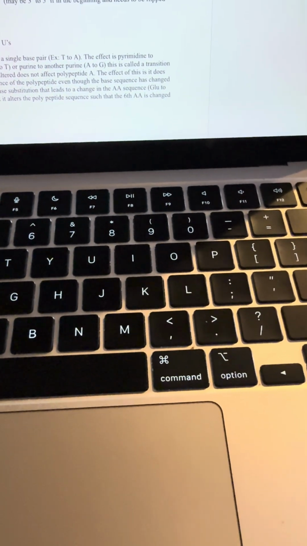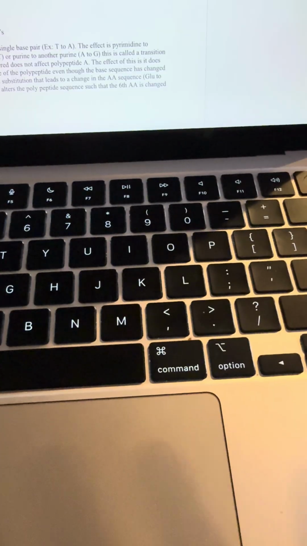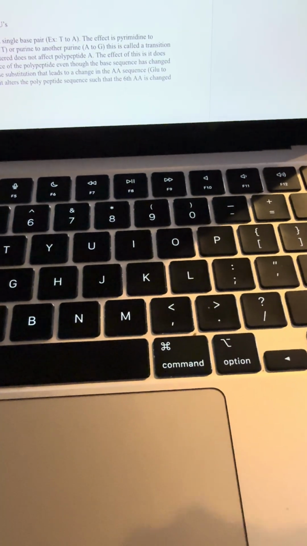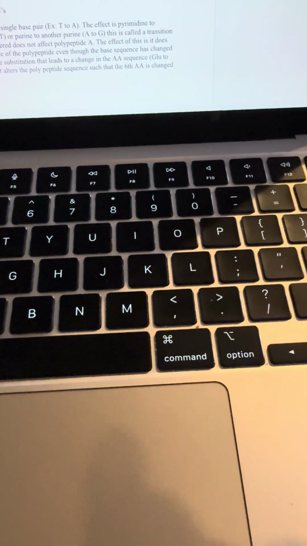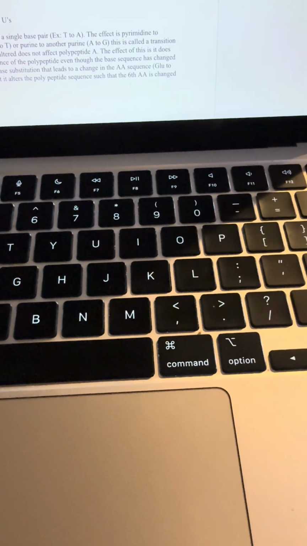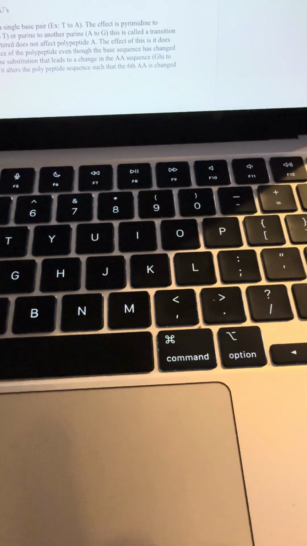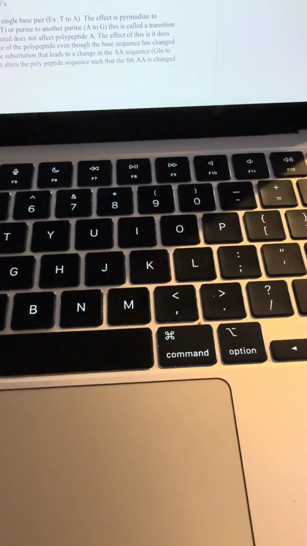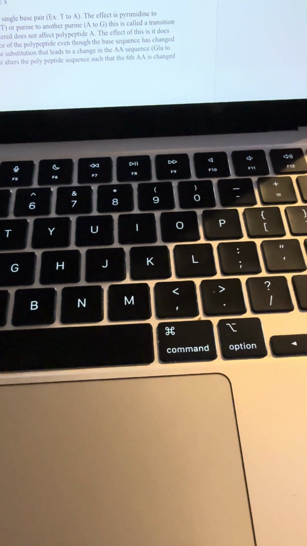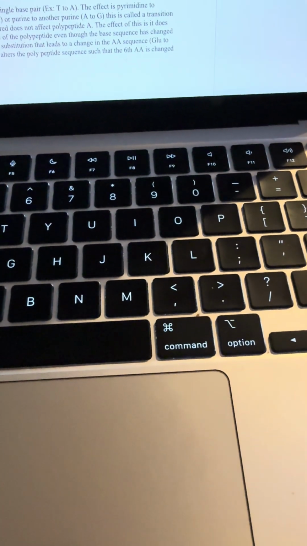Point mutation affects the DNA. Change in a single base pair, example T to A. The effect is pyrimidine to another pyrimidine, C to T, or purine to another purine, A to G. This is called a transition.